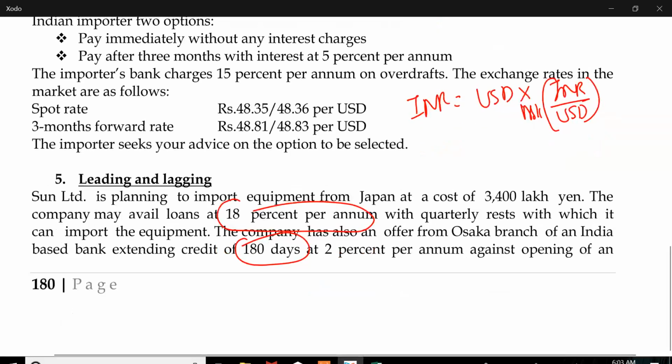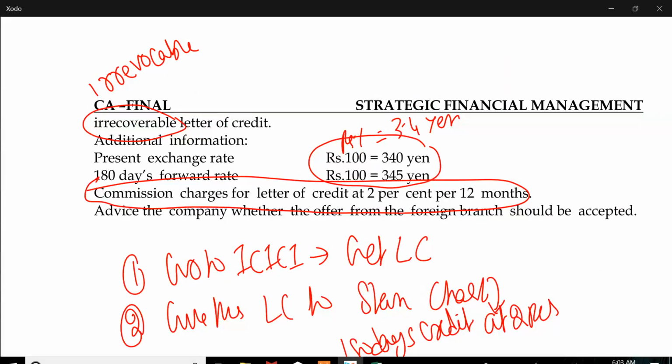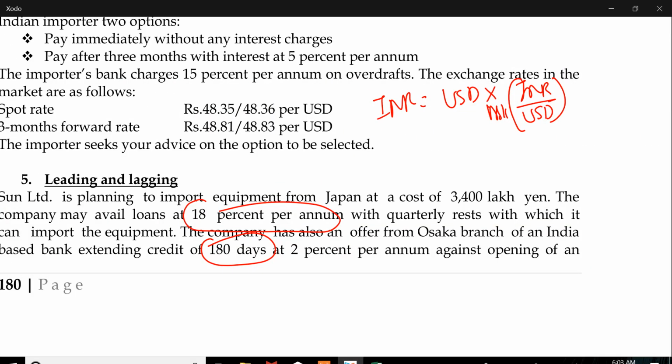Point number 1, the company has an option of paying today by taking an INR loan. Full stop. 18% per annum with quarterly rest. With quarterly rest would mean that there would be a quarterly compounding of interest.